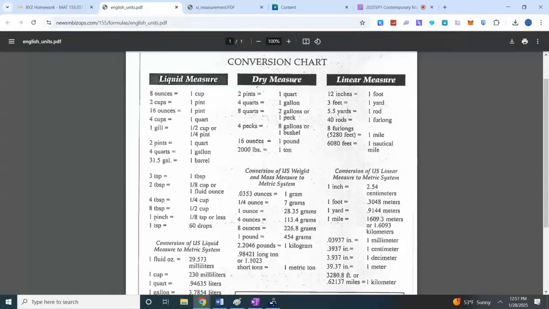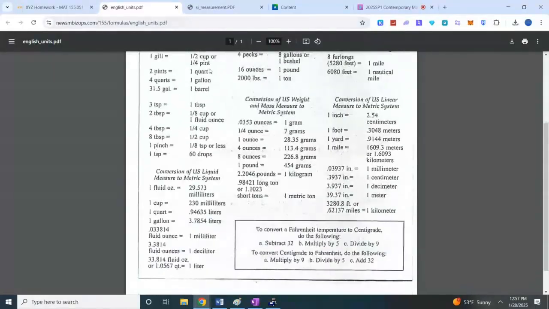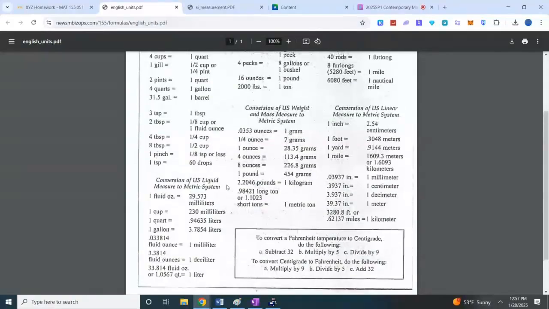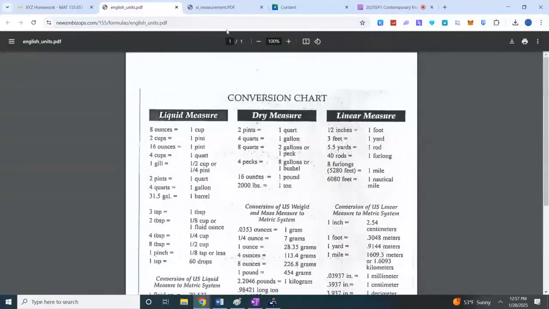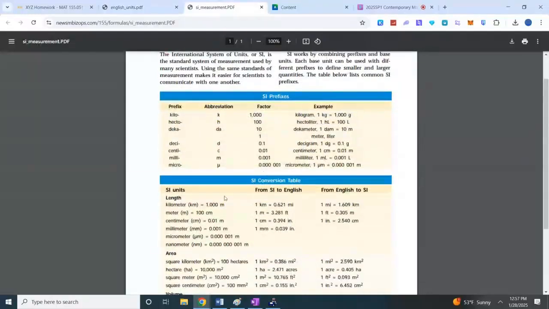We can also find dry measure, pints to quarts and gallons. There's also linear measure, and linear measure is the distance. 12 inches is a foot, 3 feet is a yard, and there's some called furlongs. Right, 8 furlongs is 1 mile. 6,080 feet is 1 nautical mile. All right, so this has some formulas for standard units, and then the metric formula sheet has some formulas for the metric system.